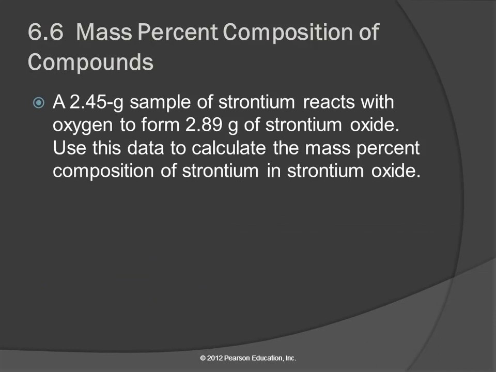So here's an example. A 2.45 gram sample of strontium reacts with oxygen to form 2.89 grams of strontium oxide. Use this data to calculate the mass percent composition of strontium in strontium oxide. So it's asking us for mass percent. So we need to remember that percent is the part over the whole times 100.